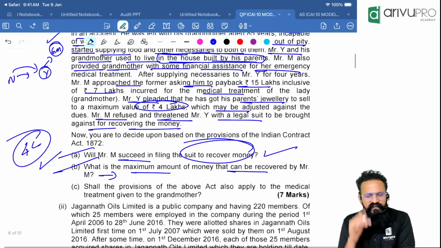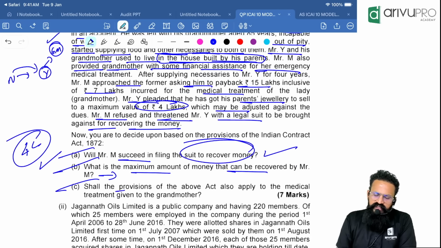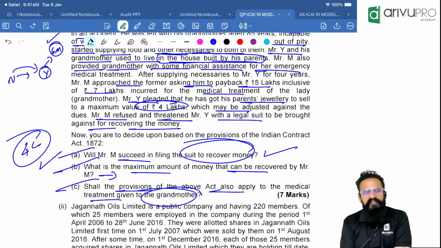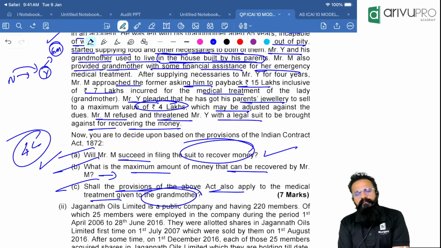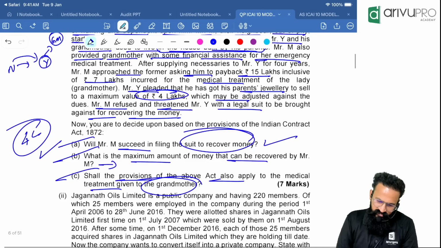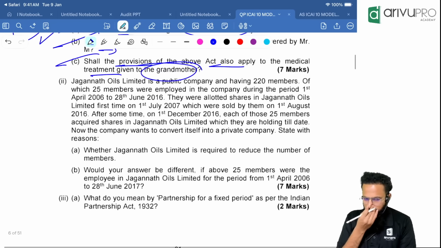So I can recover even that home as well. Next one, shall the provisions of above act apply to the medical treatment given to the grandmother as well? Yes, in the quasi contract, whatever is the supplies given to the incapable person and the person dependent on them, I can recover both the whole money. Answer is yes. Good one.